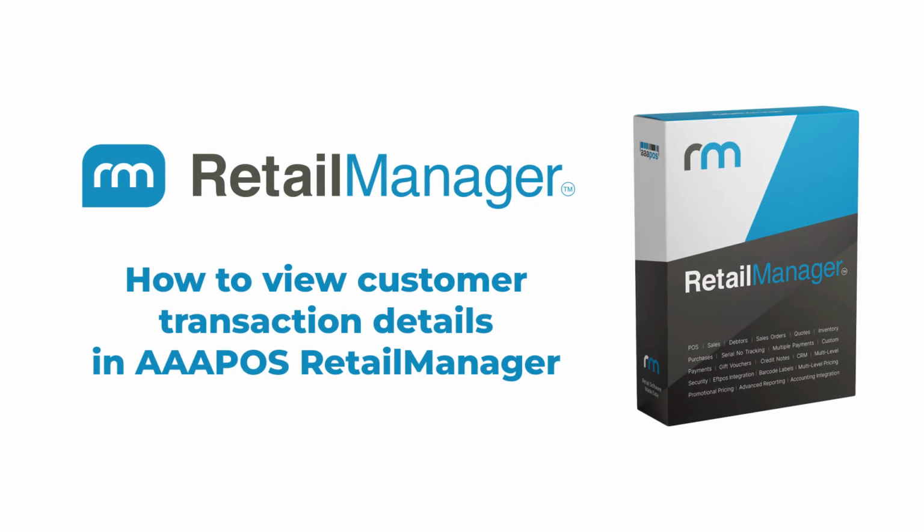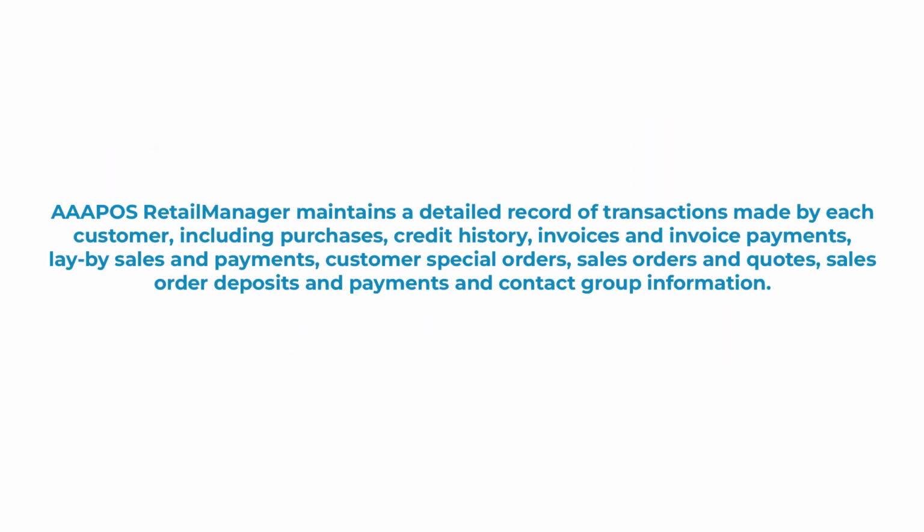How to view customer transaction details in AAAPOS RetailManager. AAAPOS RetailManager maintains a detailed record of transactions made by each customer, including purchases, credit history, invoices and invoice payments, lay-by sales and payments, customer special orders, sales orders and quotes, sales order deposits and payments, and contact group information.